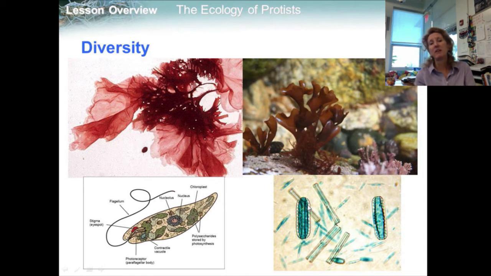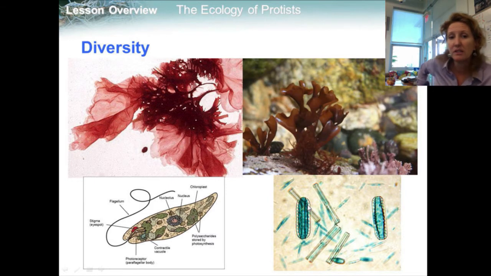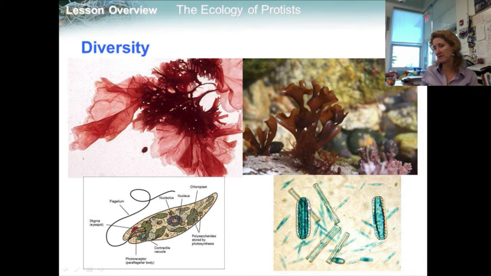Photosynthetic protists play a major ecological role on Earth. The position of photosynthetic protists at the base of the food chain makes much of the diversity of aquatic life possible.